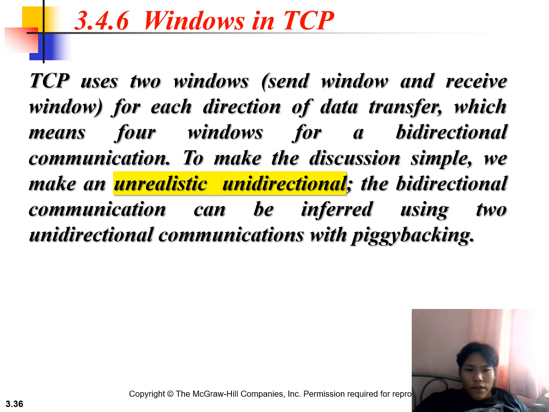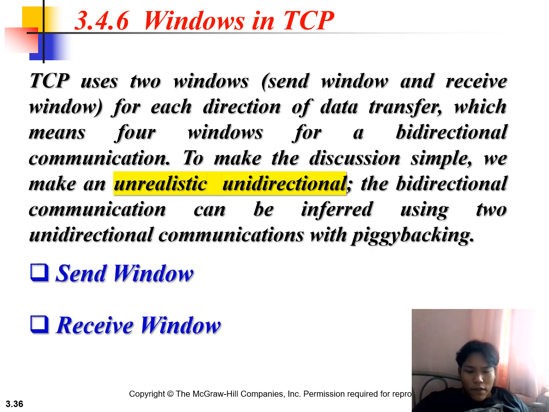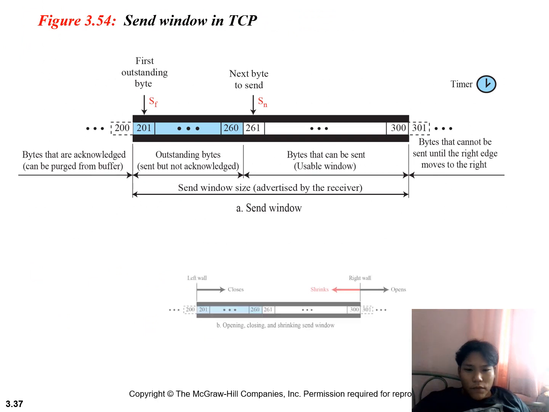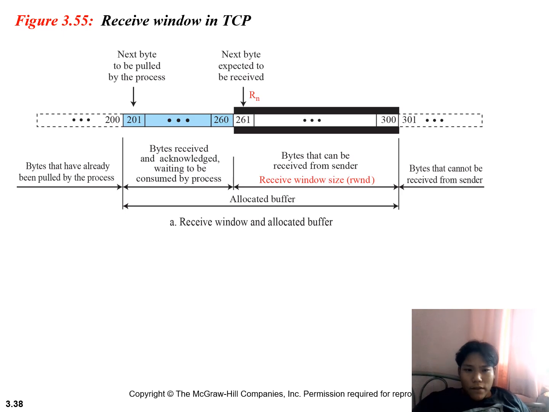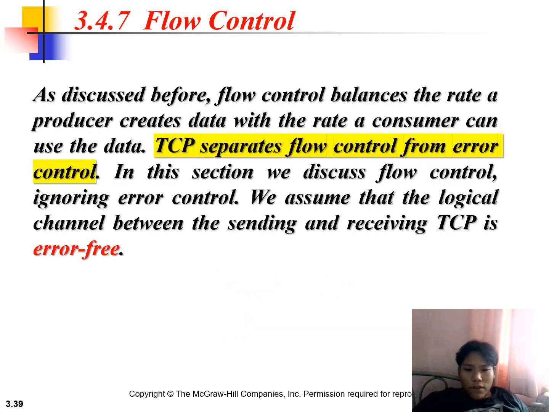Windows in TCP. TCP uses two windows, send window and receive window, for each direction of data transfer, which means four windows for a bidirectional communication. To make the discussion simple, we make an unrealistic assumption of unidirectional communication. The bidirectional communication can be inferred using two unidirectional communications with piggybacking. Send window and receive window. So this is the send window in TCP. This is the receive window in TCP.